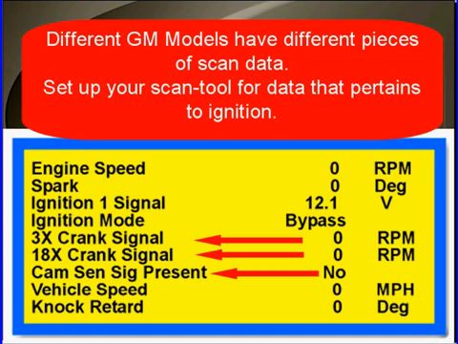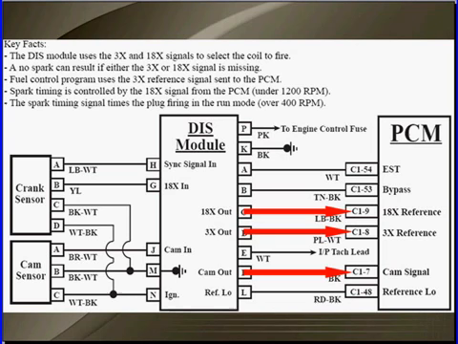How did we know to do that? We used a vehicle-specific wiring diagram that showed us there is an 18X, a 3X, and a cam signal. We did not try to work from memory. Always use vehicle-specific information and wiring diagrams.